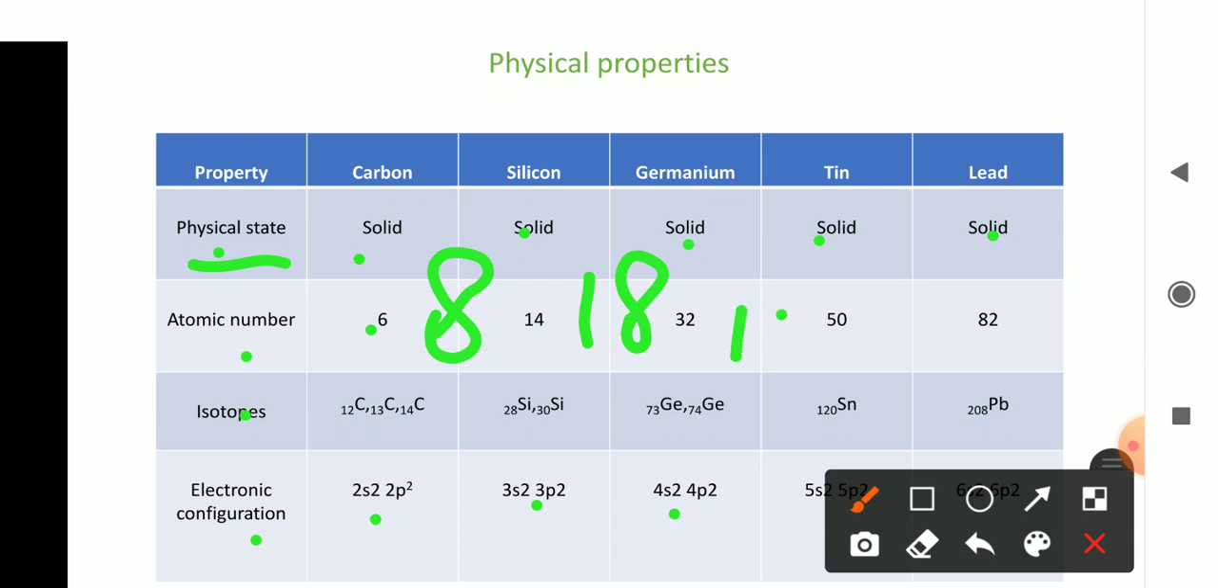Then again we have to add 18. With 32, if we add 18, what is the answer? 50 is the answer. That is the atomic number of tin. Then with 50 we have to add 32. 50 plus 32, that is equal to 82. That is the atomic number of lead. So keep this trick in mind. When I taught you about group 13 elements, that time itself I told you the same trick. Again I have explained here. Okay, we have to remember the atomic number of first element, then we have to add 8, then 18 and finally 32. So by using this trick we can easily remember the atomic numbers of the elements of same group.